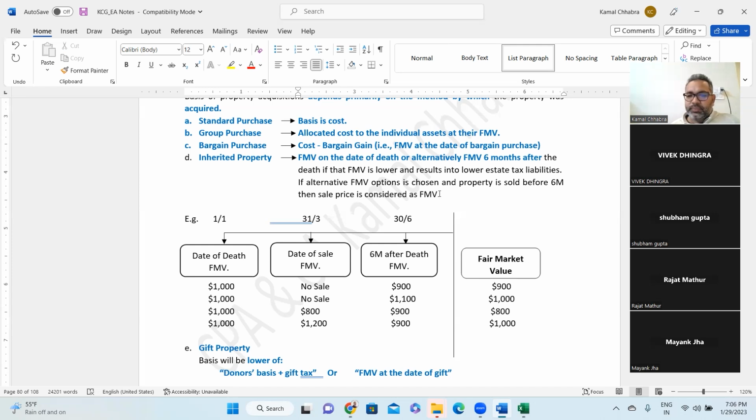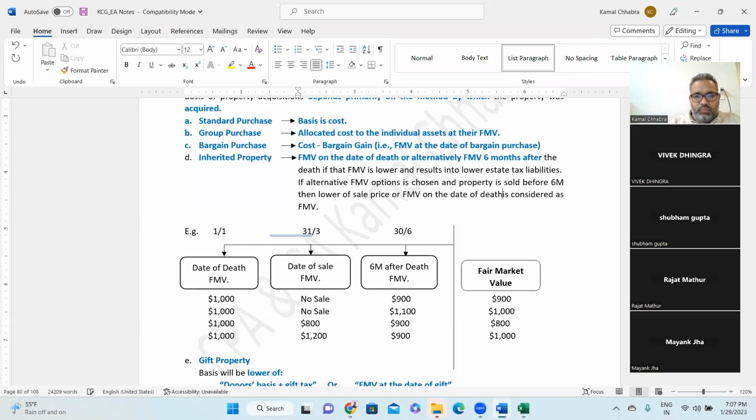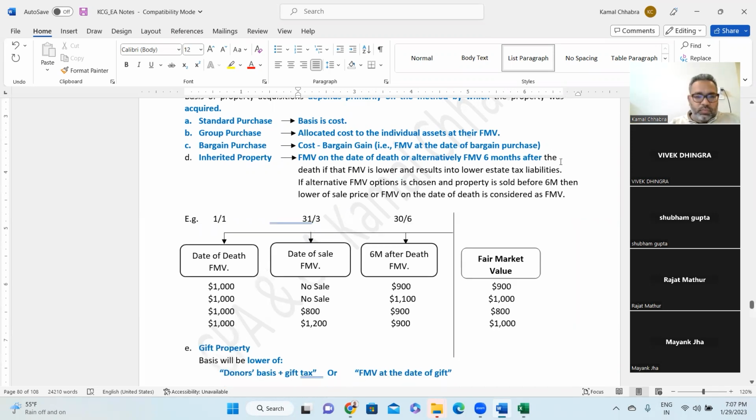Make sense? Yes, sir. Right, everyone? Comfortable with this example? Any doubt? Mayank, Rajat, Vivek?